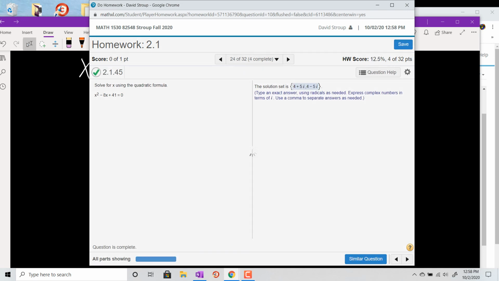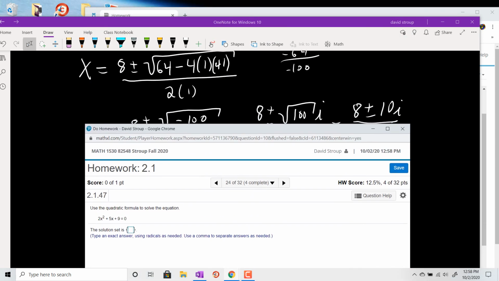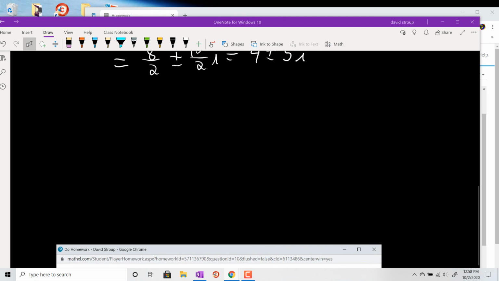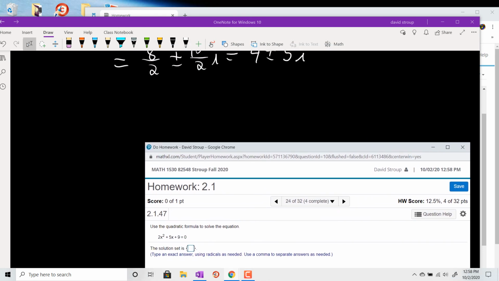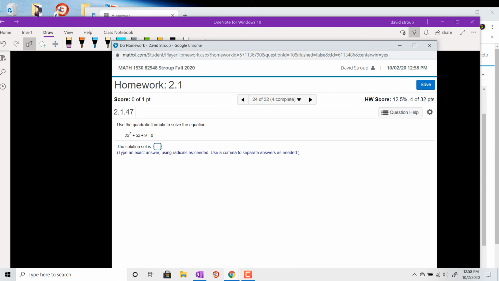Okay, so that's 2.1 stuff. Either do the problems that are similar in MyMathLab, or you can just go to the book and there'll be similar problems there. Okay, let's go on then to 2.2.